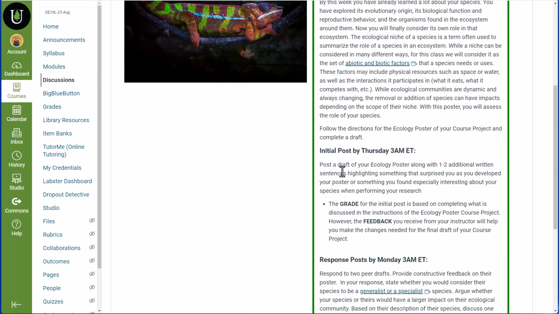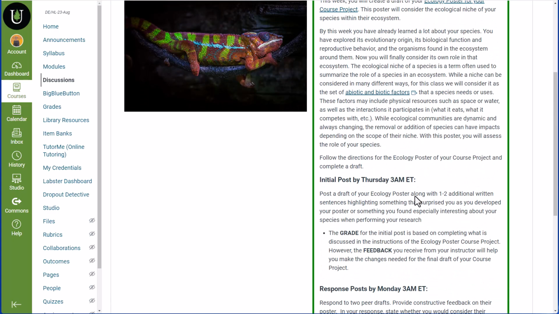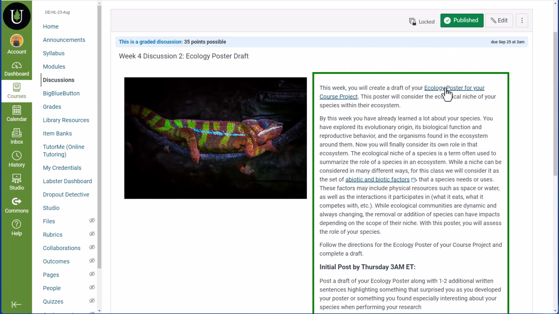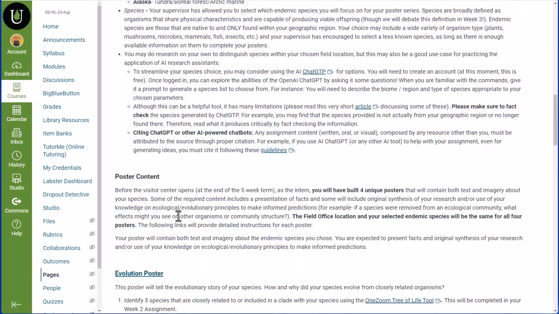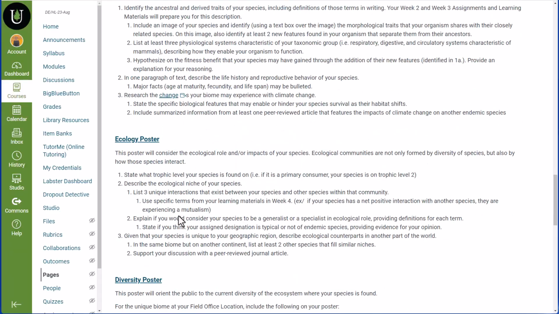Notice that it also tells you that you want to make sure that you go and look at the instructions on the ecology poster course project. So it doesn't list everything right here. So if we go over to the ecology course project and we go down to the ecology section of it, this lists all the different things that need to be on your poster. So make sure that you come back over and look at all of these, because that's going to end up being on the rubric for what you need to have in that poster.